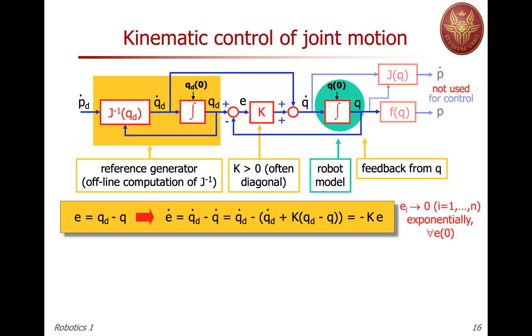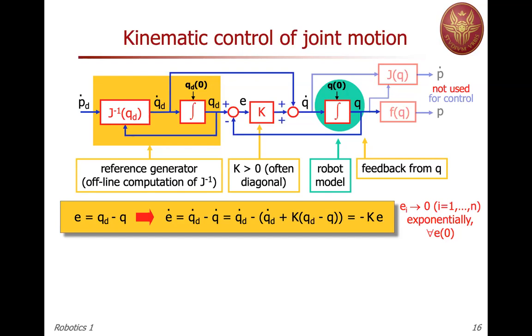Okay, so we make an analysis, and we make an analysis starting from the error. So the error is defined in the joint space. This is why this kinematic control scheme is called joint kinematic control, joint level. Now, the error is QD minus Q.